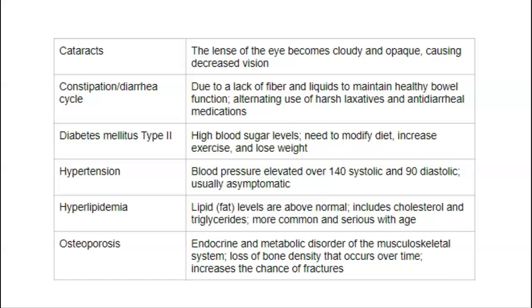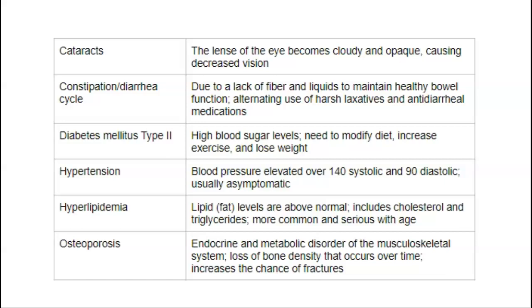Hyperlipidemia is elevated cholesterol. We're looking at lipid or fat levels that are above normal. That not only includes cholesterol, but also triglycerides. And so when we're mixing that with hypertension and diabetes, we have to be a lot more aggressive with treatment, because people that have hyperlipidemia are going to have an increased risk for coronary artery disease and then a heart attack or stroke.